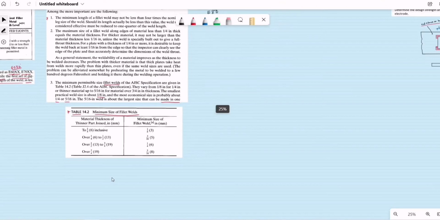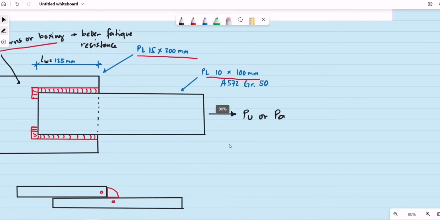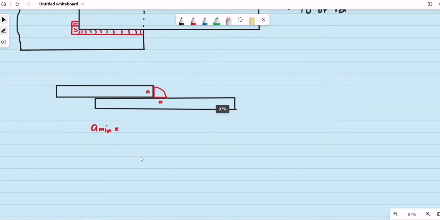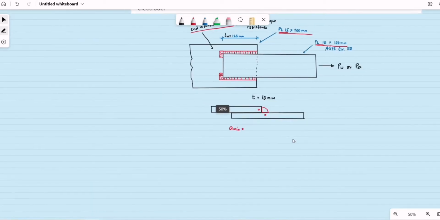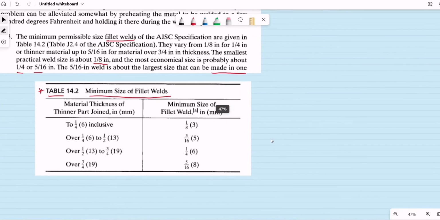But before that, what are the thicknesses of our plates? The gusset plate is 15 mm, and our tension member is 10 millimeters. Therefore, we are to consider the thickness of the smaller or thinner plate, that is the 10 mm. So if the thickness of our plate is 10 millimeters, we proceed to table 14.2.